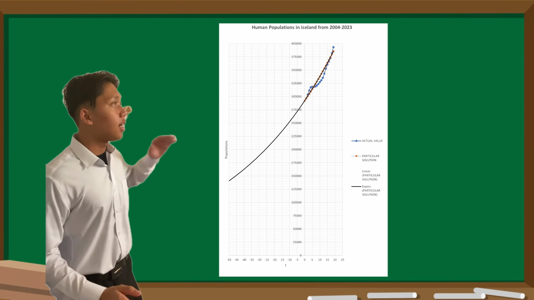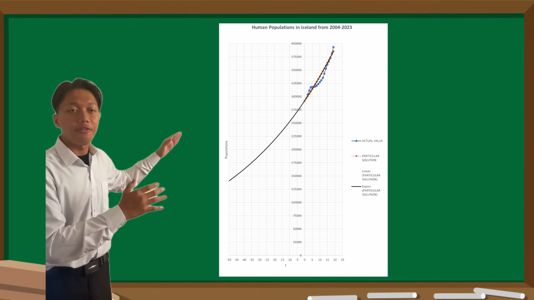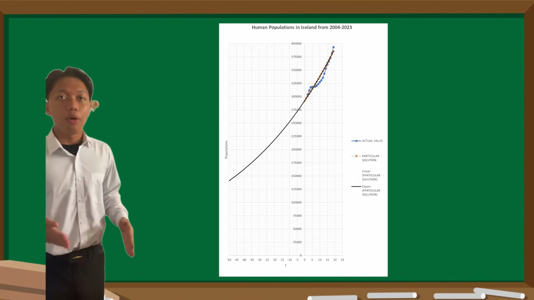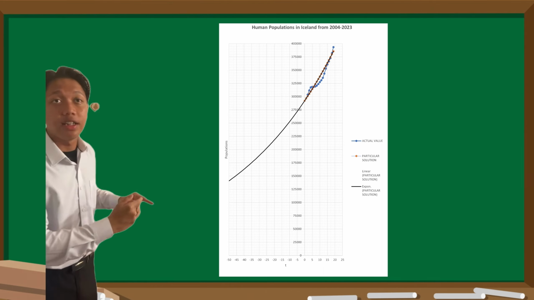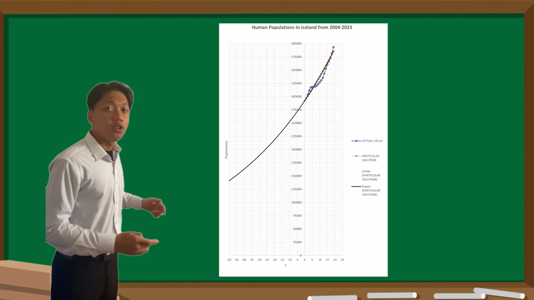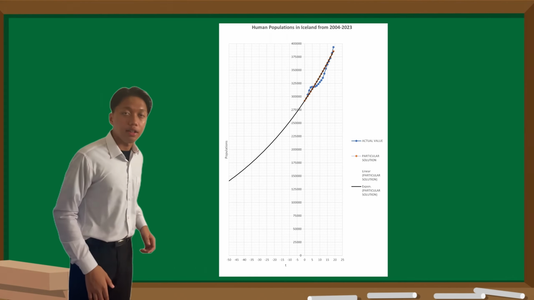We can obtain a graph that replicates approximately the actual value of the population in Iceland. From this graph we can extrapolate, so we can find the future and the past values, although we don't know the actual population in that period.